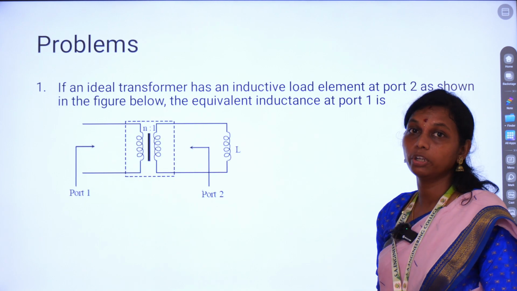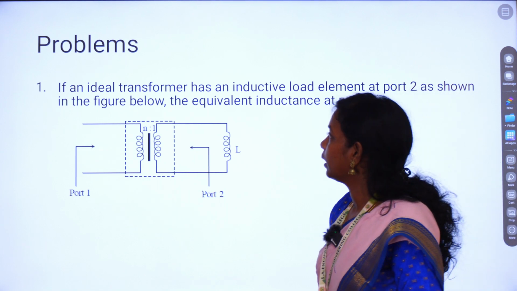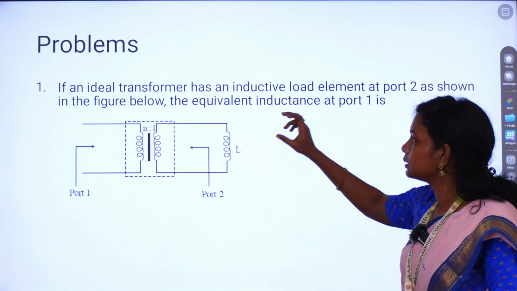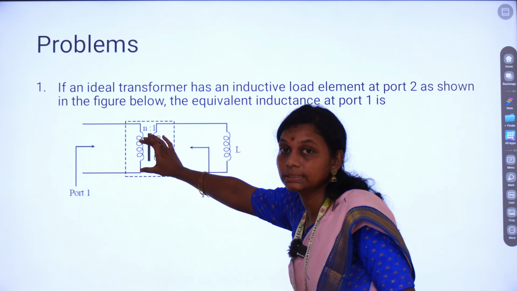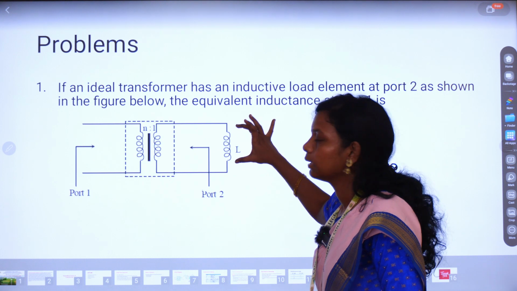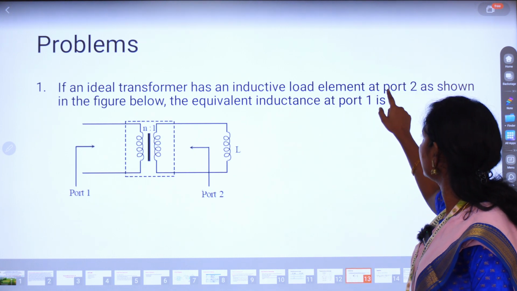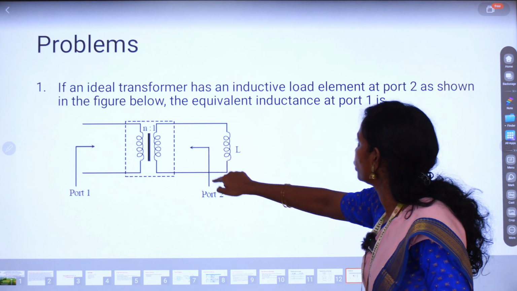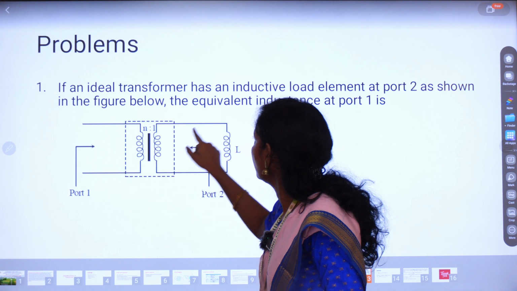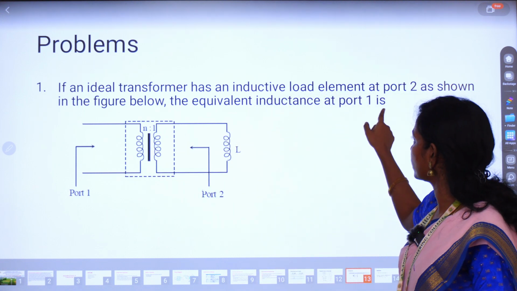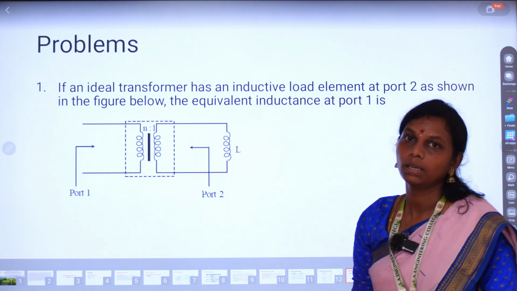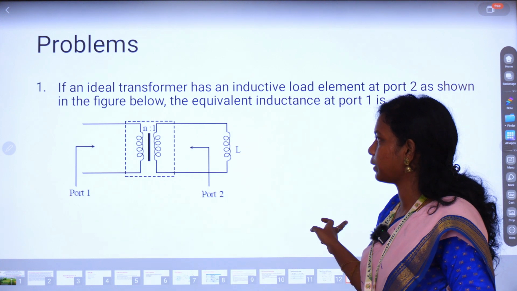So next we are going for the problem. Okay, if an ideal transformer has an inductive load, here the ideal transformer has an n:1 ratio, with the inductive load, that is L load, connected at port 2, that is the secondary part, as shown in the figure below. The equivalent inductance at port 1 is? So what is the port 1 equivalent value? This is the question which we have to solve.